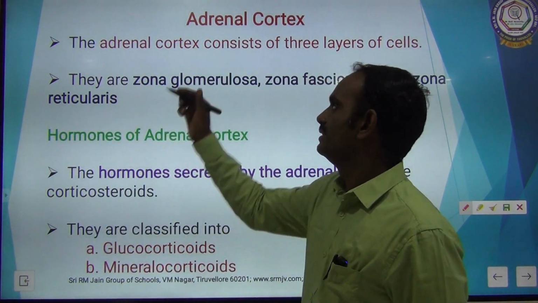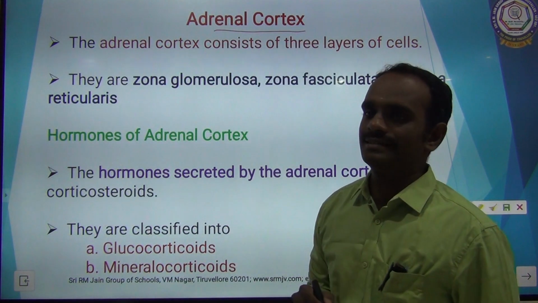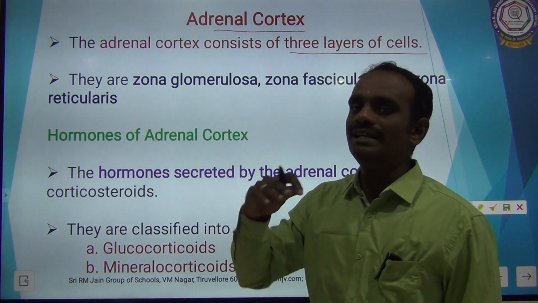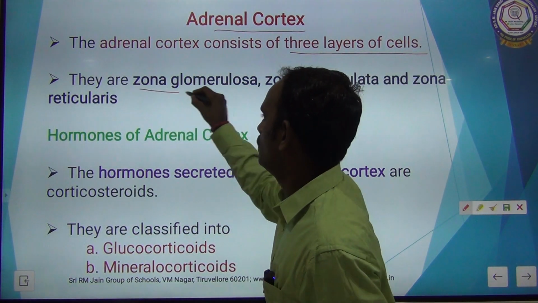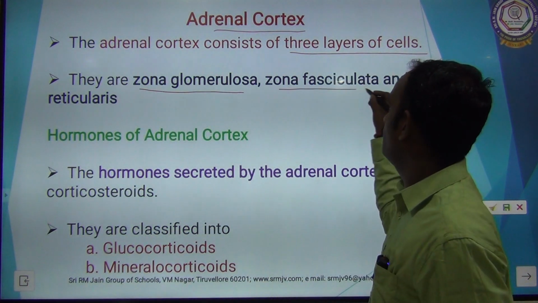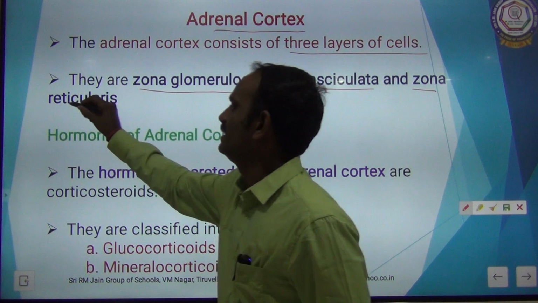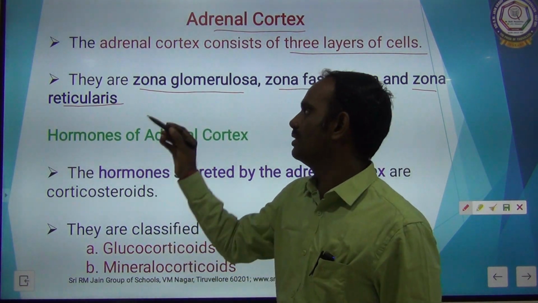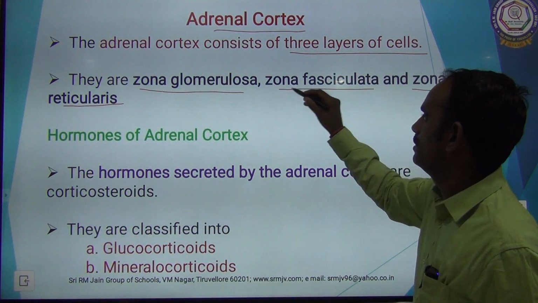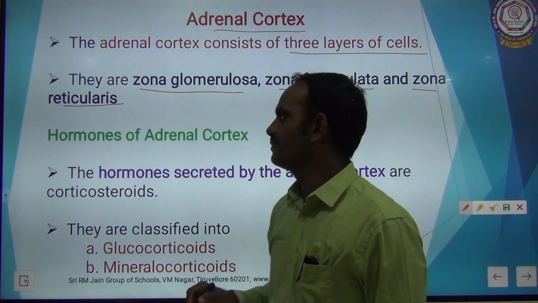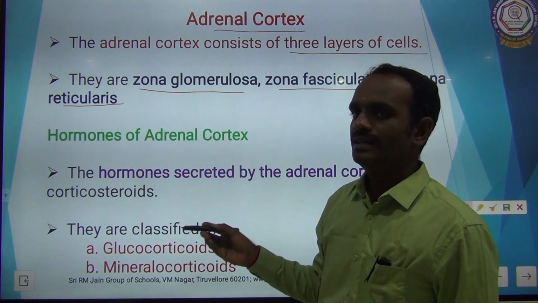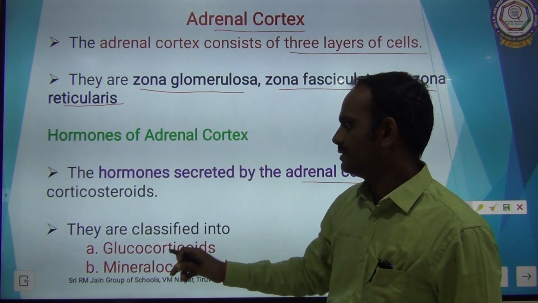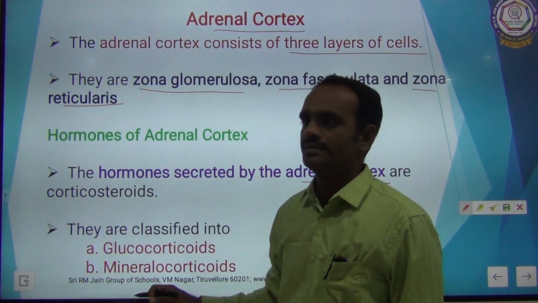Now, we are going to see the outer part, that is adrenal cortex. The adrenal cortex consists of three layers of cells. They are, listen children, zona glomerulosa, zona fasciculata and zona reticularis. So, there are three different layers of cells. The first layer is zona glomerulosa and then zona fasciculata and zona reticularis. Then hormones of adrenal cortex. The hormones secreted by adrenal cortex are corticosteroids, that is glucocorticoids and mineralocorticoids.